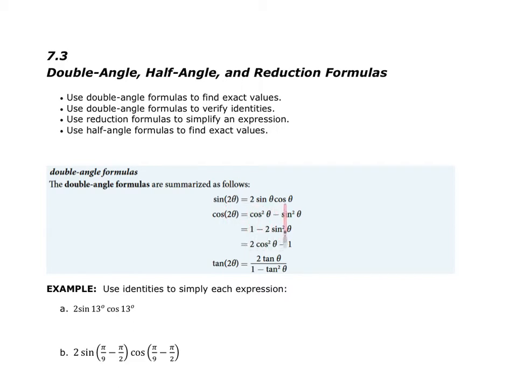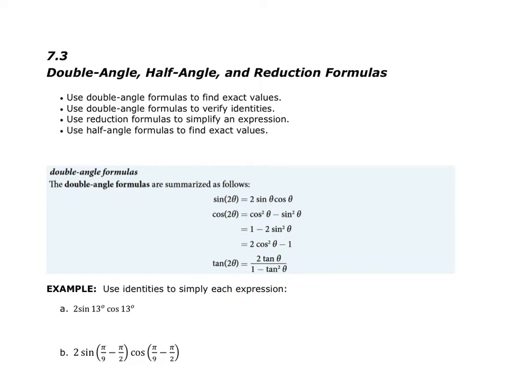Cosine 2 theta can be written 3 different ways. It can be written as cosine squared theta minus sine squared theta, 1 minus 2 sine squared theta, or 2 cosine squared theta minus 1, and of course we get the tangent of 2 theta.